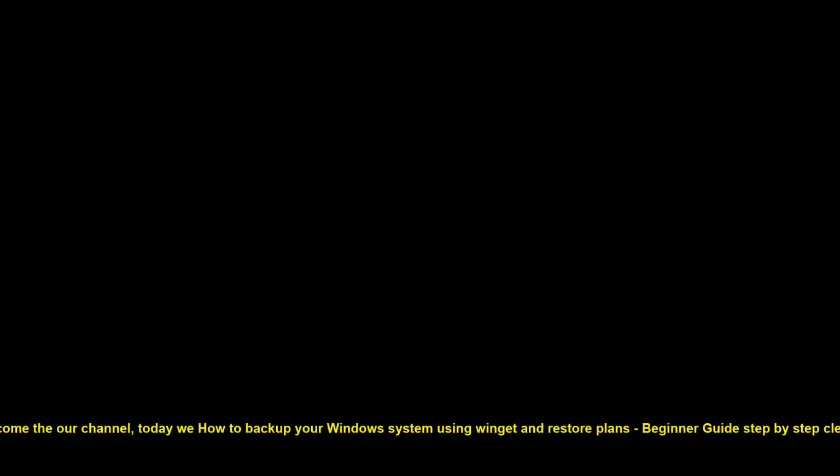Step by step, clearly. To back up your Windows system using Winget, start by opening the command prompt. Press the Windows key, type CMD, and hit enter. In the command prompt, type winget to confirm that Winget is installed on your system.